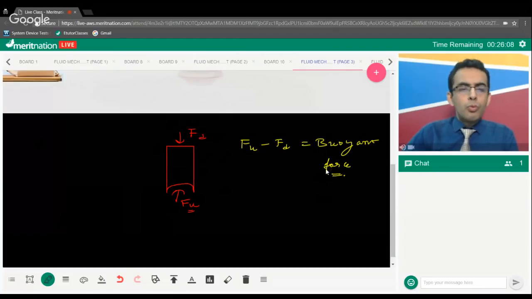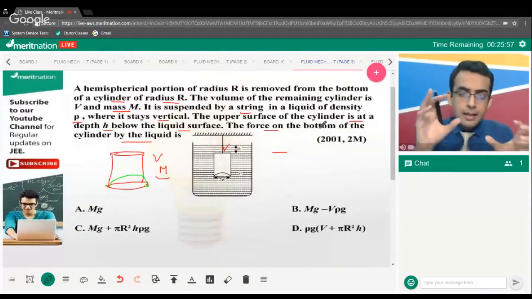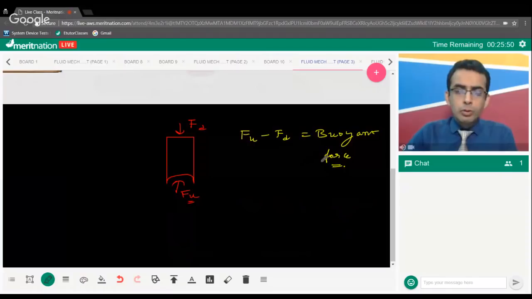So what is the value of the buoyant force? The buoyant force is equal to the weight of liquid displaced, and you should be clear that the volume of the remaining part of the cylinder is V. So this much amount of liquid is displaced, right? So V multiplied by rho into small g, this is the value of the buoyant force, right?